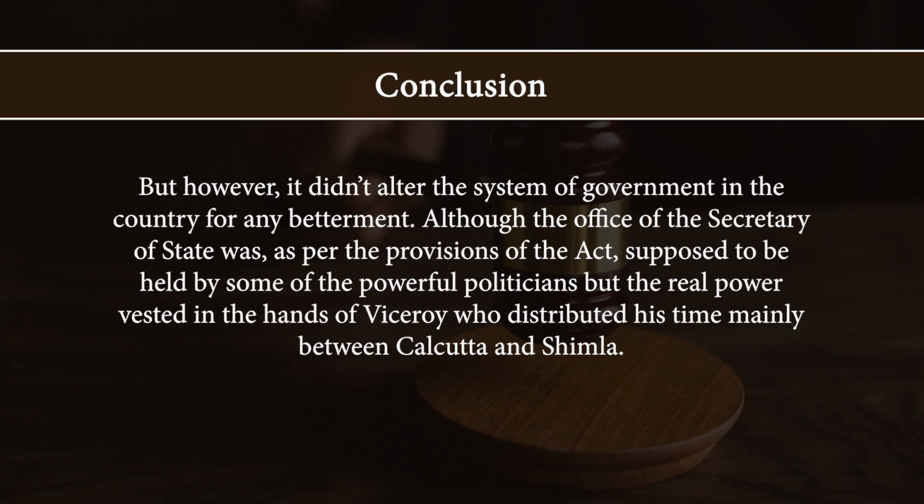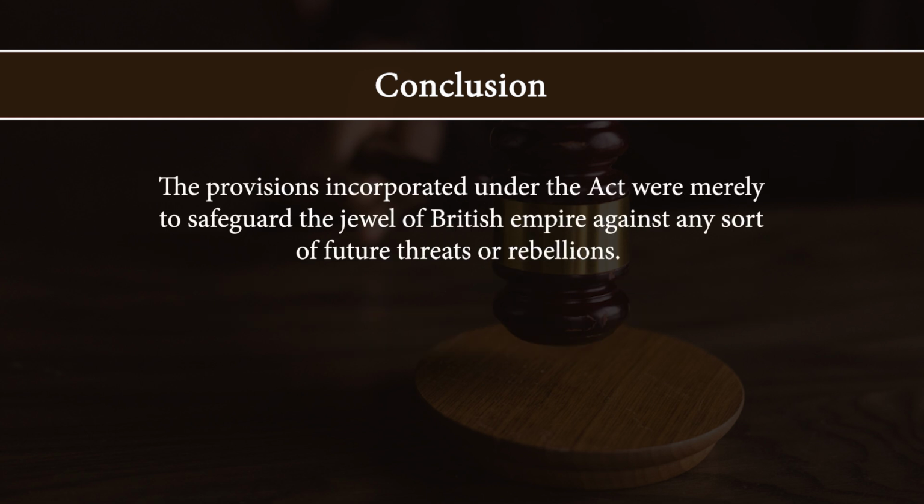But however, it didn't alter the system of government in the country for any betterment. Although the office of Secretary of State was, as per the provisions of the Act, supposed to be held by some of the powerful politicians, the real power vested in the hands of the Viceroy, who divided his time mainly between Calcutta and Shimla. The provisions incorporated under the Act were merely to safeguard the jewel of the British Empire against any sort of future threats or rebellions.